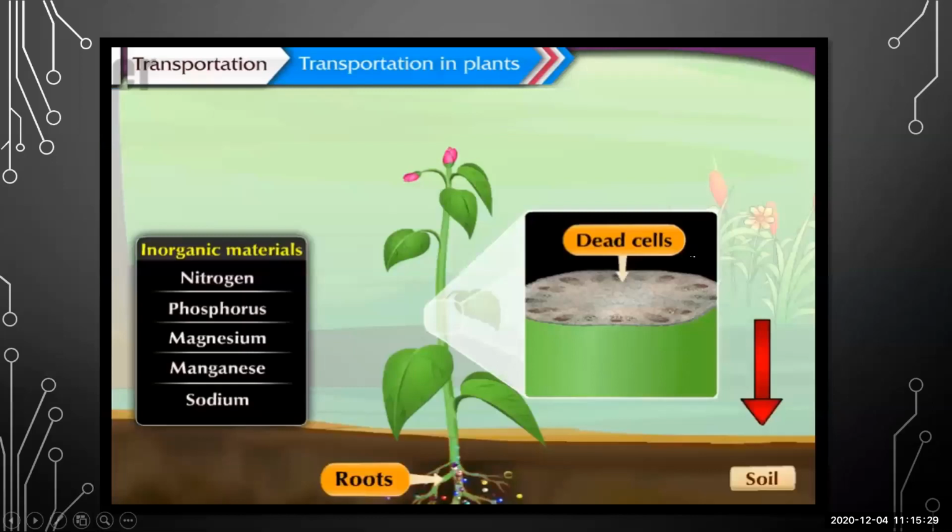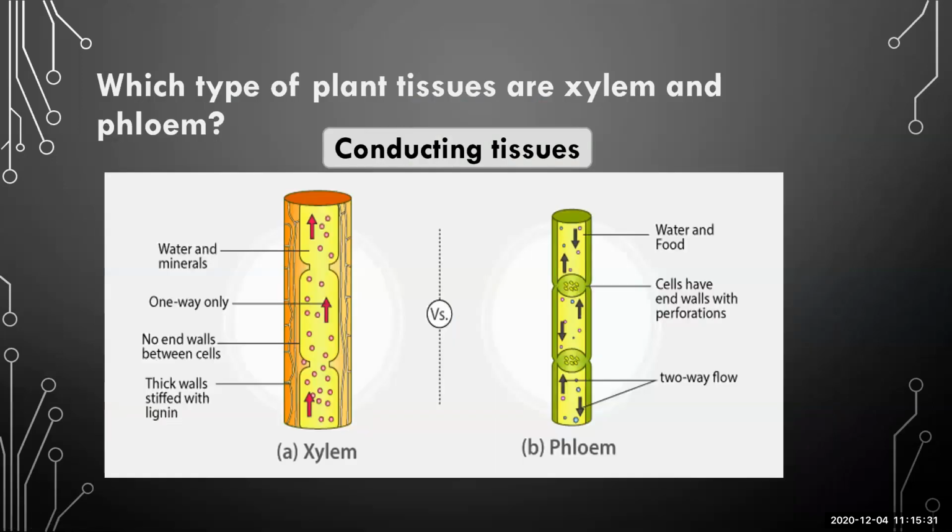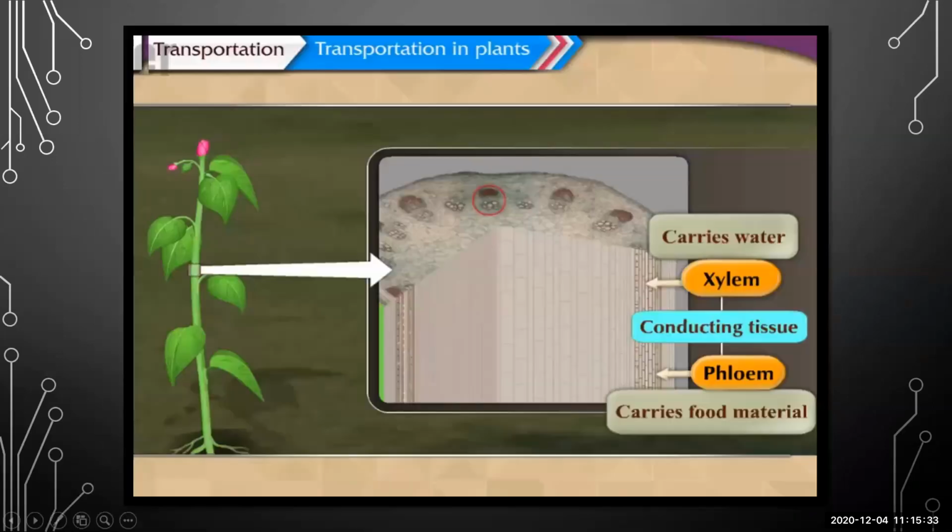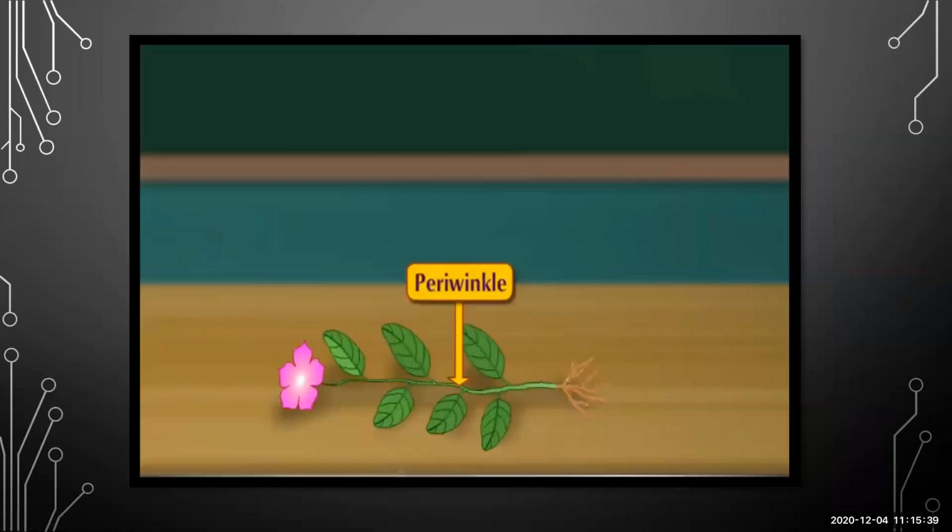Now there is a small experiment performed for root pressure. A periwinkle plant has been taken, with its roots washed in water. Then it has been kept in a beaker filled with water. Then the dye has been added, and two drops of kerosene have been put in.